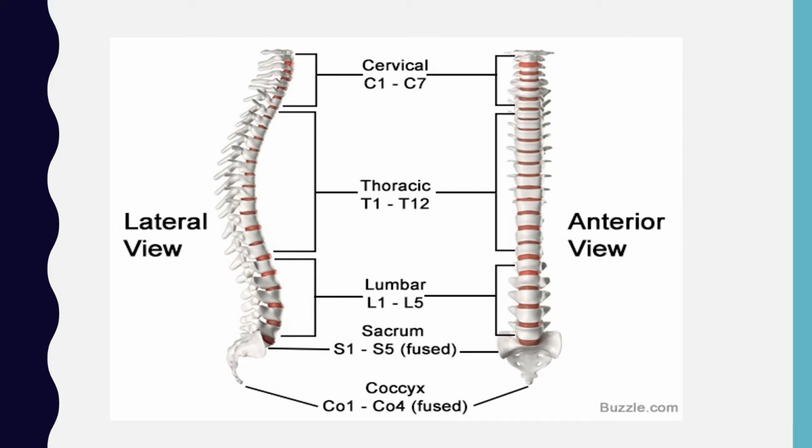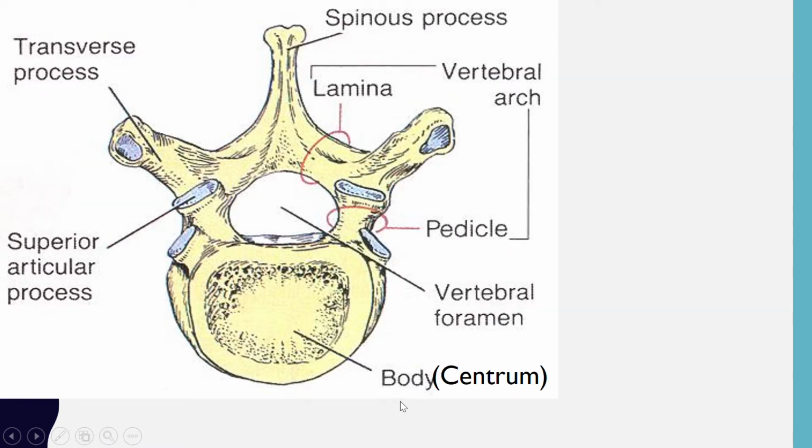Okay, in this video, we are going to continue our discussion on the vertebral column. Okay, this is it. We have 33 vertebrae, starting from the cervical vertebrae, thoracic, lumbar, sacrum, and coccyx. So these are the parts of a vertebra.